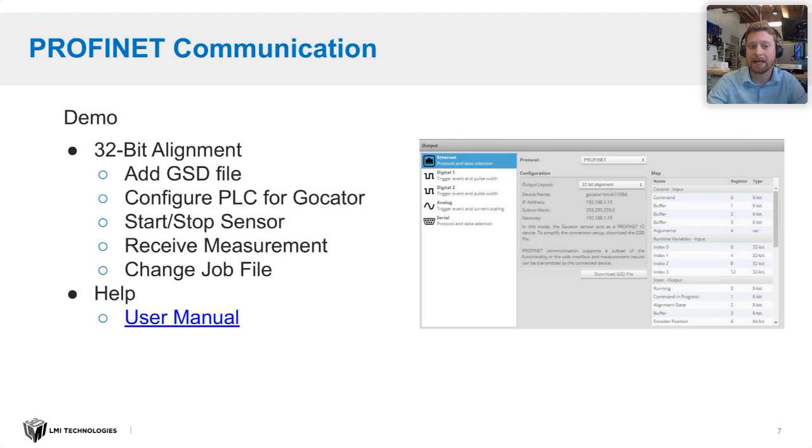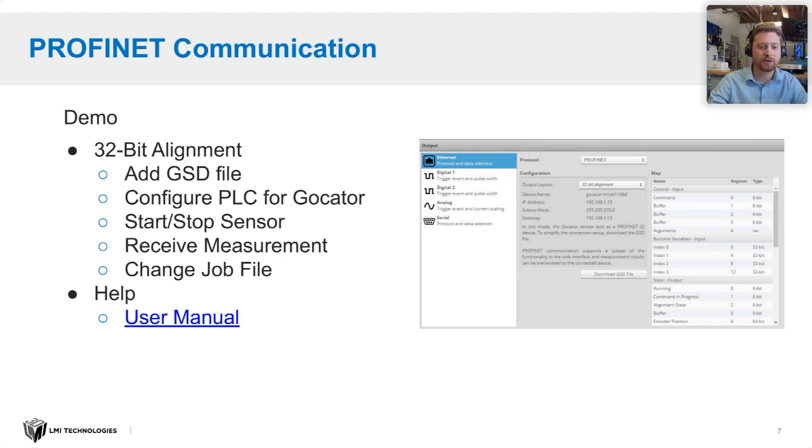So what we're going to do is add the GSD file so the PLC knows what sensor it is. We're going to configure the PLC for the Gocator, and then we're going to start and stop, receive a measurement, and change the job file just like we did in EIP. And for any help documentation, we really only have the user manual at this point. So just like Mike, I'll show you what that says, and it'll help us with the commands and such. But there isn't any additional program or extensive documentation. Hopefully in the future there will be.